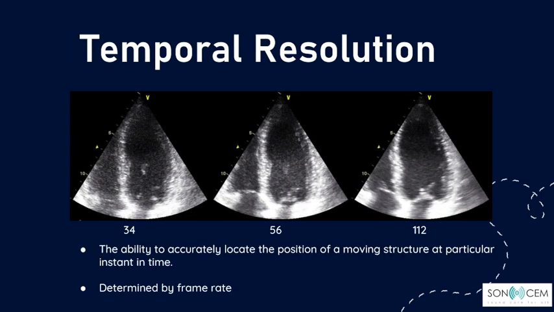increased. Temporal resolution comes into interest when we image moving structures like the heart. It is the ability to accurately locate the position of a moving structure at a particular time. Temporal resolution is determined by frame rate. As shown in the image, the leftmost is of frame rate 34, followed by frame rate 56 and 112. Low frame rate produces a grainy appearance, whereas too high a frame rate produces a blurry and smeared image.